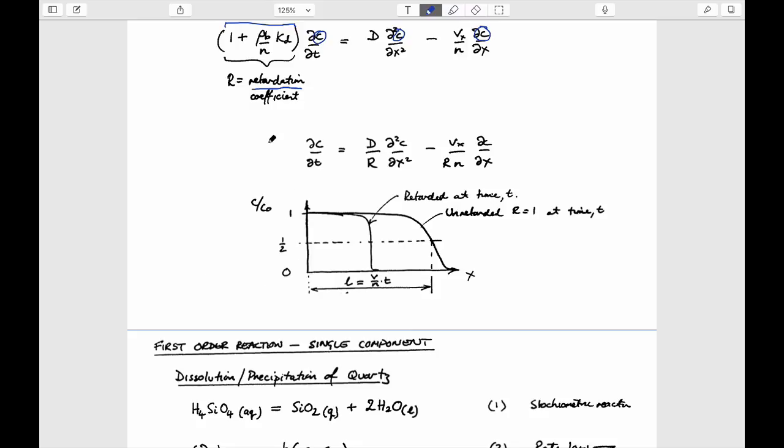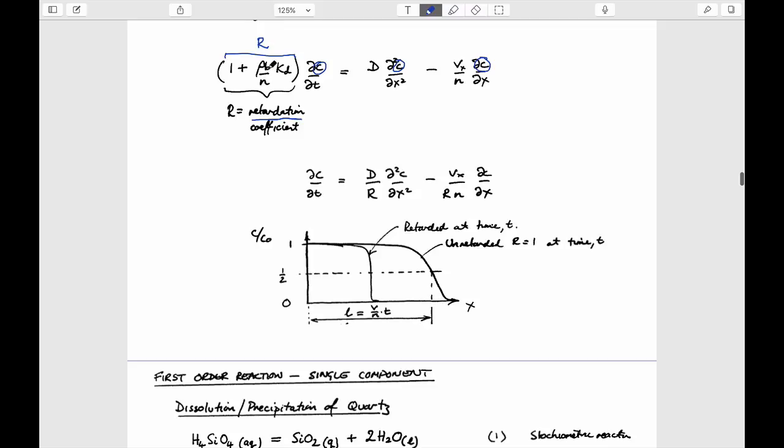And so the physical meaning of the retardation coefficient is if you divide both sides here by r, this term on the left-hand side all of a sudden becomes r over r, which is 1, of course. And these terms, which originally were diffusion, dispersion, and advective velocity, just become divided by r as well. And so it's useful to think physically about what that means.